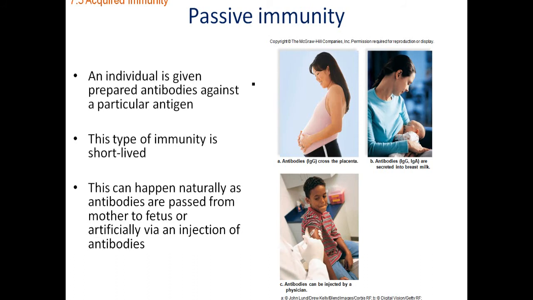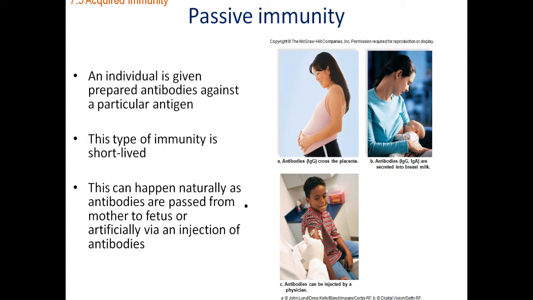Okay, so now passive immunity is we're giving the antibodies to somebody. So instead of their body developing the antibodies, we're giving them the antibodies. Some ways that this happens is when you're pregnant. When you're pregnant, the antibodies, the IgGs, actually cross the placenta, and the baby has the antibodies in their body that the mom has for a while. Some antibodies are also secreted in breast milk, so that provides the baby with immunity against some things.